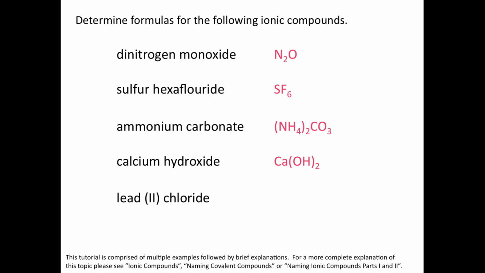Okay, last example, lead(II) chloride. Lead is a metal. That 2 in parentheses indicates that lead has a charge of +2. Chloride, that's the chlorine ion. Chlorine forms ions with a charge of -1. So my formula here is going to be PbCl2.